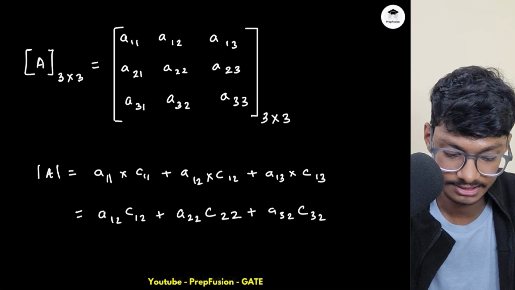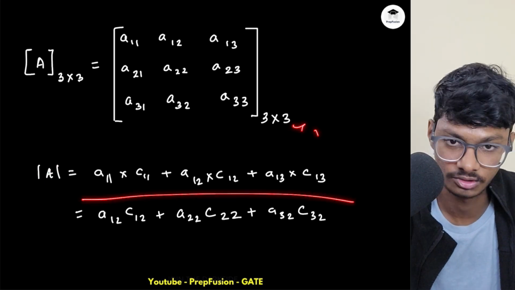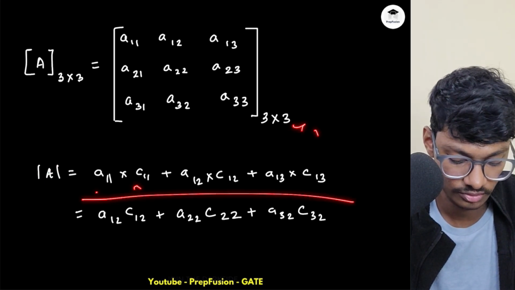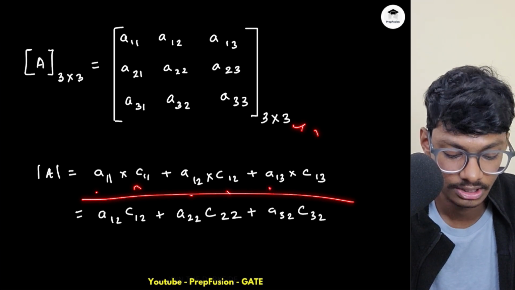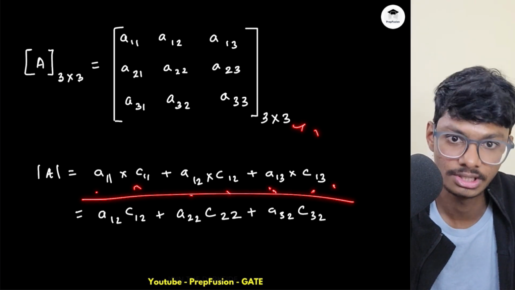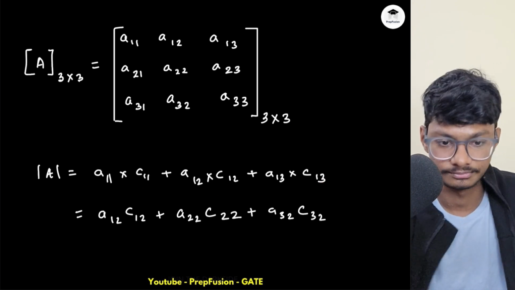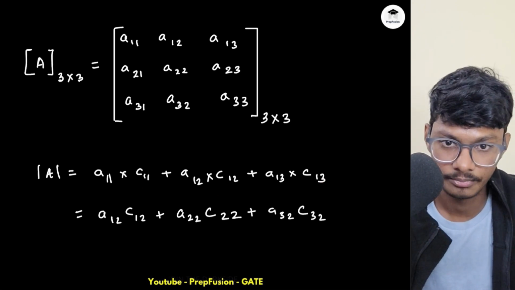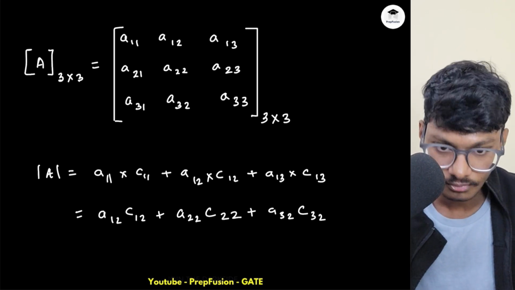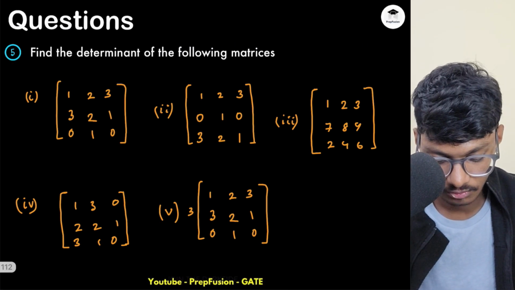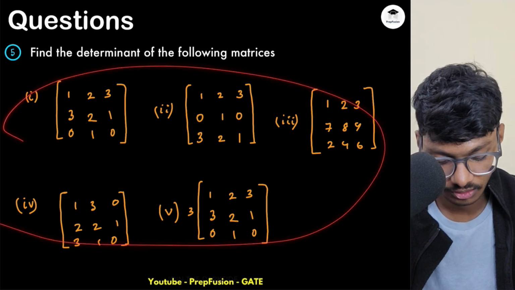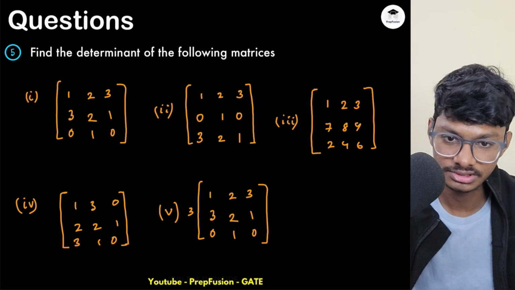So if, let's say, it is 4 cross 4, then you will break it down through the whole row, because you will go A11 into C11, A12 into C12 plus A13 into C13 plus another extra term A14 into C14. So yeah, that is basically how you compute the determinant. Now just basic simple things only, you have to compute the determinant. So we'll compute this pretty quickly.